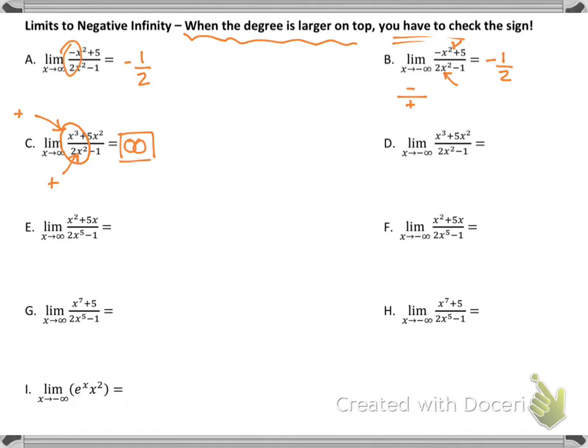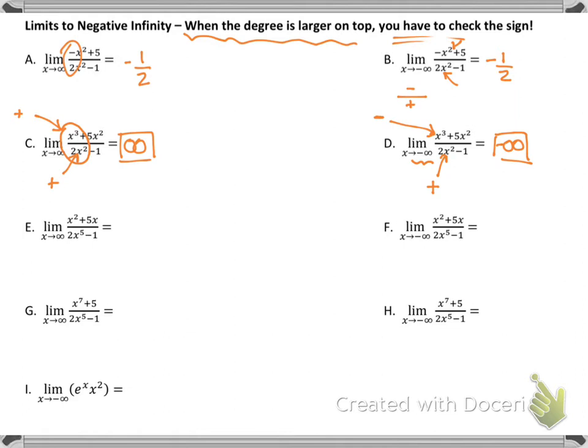Look at the one to the right. Same problem, but now we're finding the limit as x approaches negative infinity. You've got to check the sign. Plug in a negative number here. When you cube a negative, it's still negative. However, in the denominator, when you square a negative and then multiply by 2, you get a positive. So negative divided by positive is negative infinity.